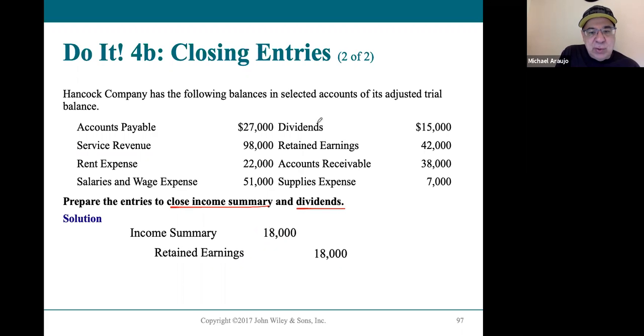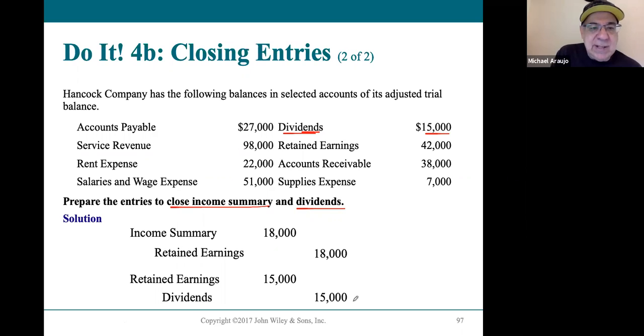The next step is to close dividends. That's easy. Dividends is simply right here. This is going to be on the debit side of the dividends account, this balance. So to get it to zero, dividends is going to need to be credited by that amount, and this will be moved to retained earnings. So we're going to debit retained earnings by the amount of the dividends, credit dividends account. Now dividends is closed.